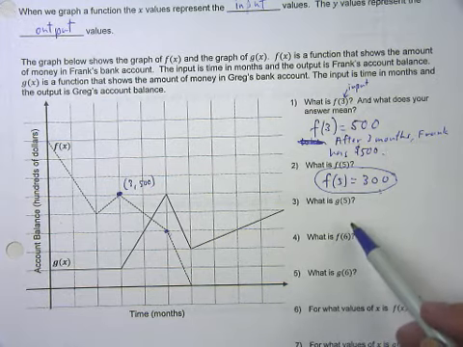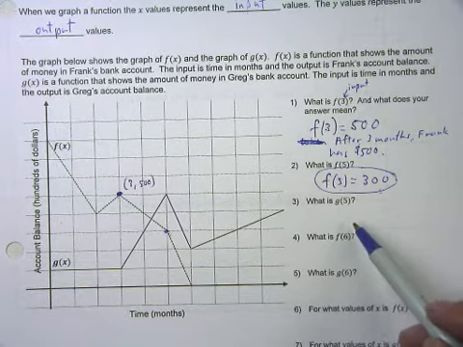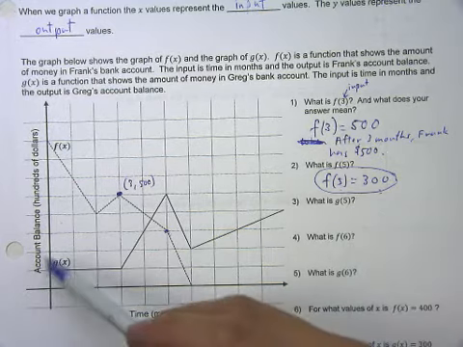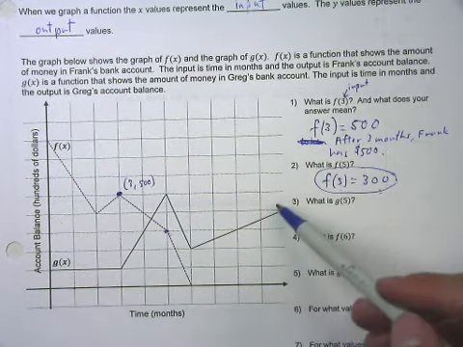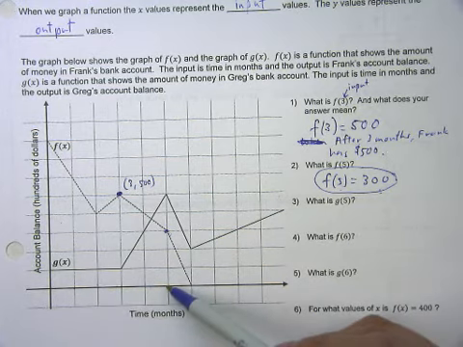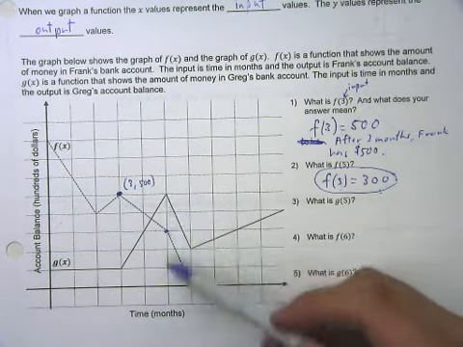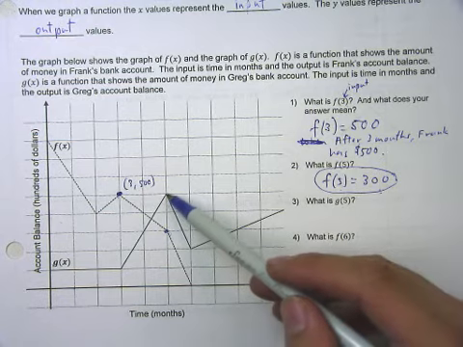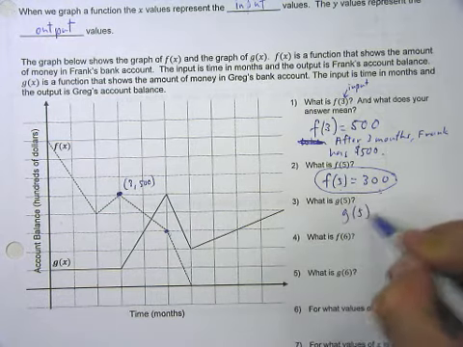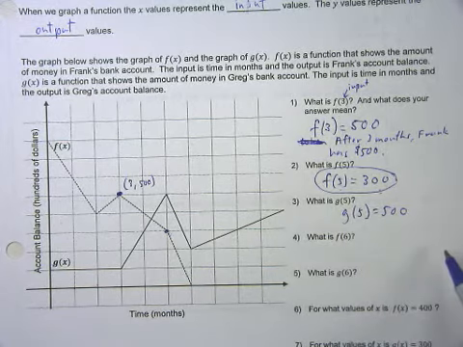All right, 3. What is g of 5? Remember, g of x is the function for Greg's money. So what's the output when the input is 5 for Greg? Greg's function, g of x, is this one. What's happening at 5 months? 1, 2, 3, 4, 5. Well, at 5 months, the g function has a y value of 500 right here. So g of 5 is equal to 500.